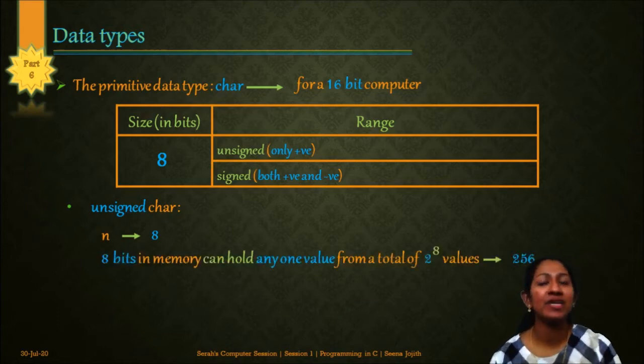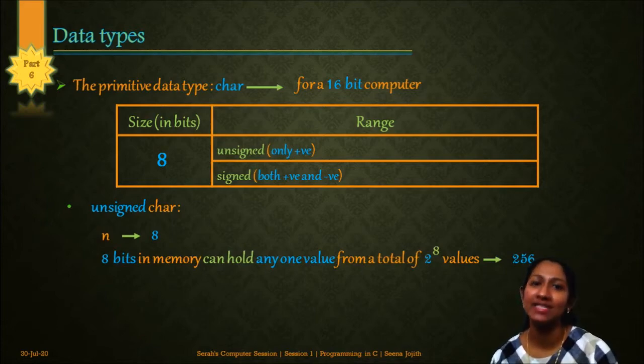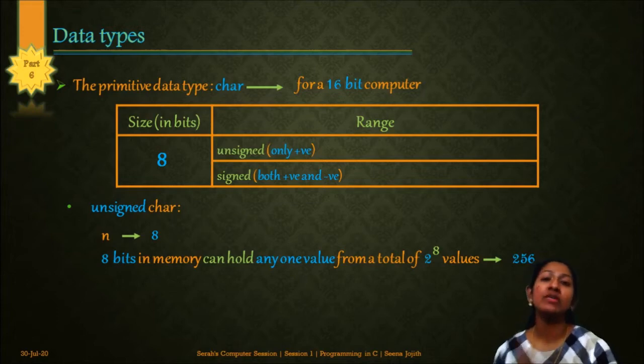8 bits in memory can actually generate 2 raised to 8 values. The value of 2 raised to 8 is 256. You have to know the power values of 2 when you're studying these data types. Okay, so out of the 256 values, only one value can be held in that particular memory at a time.